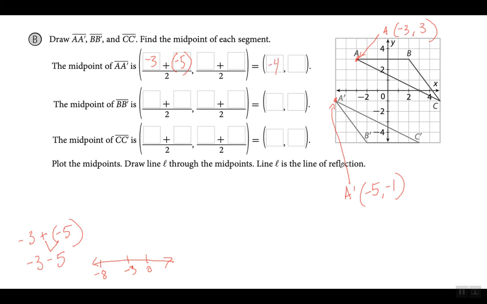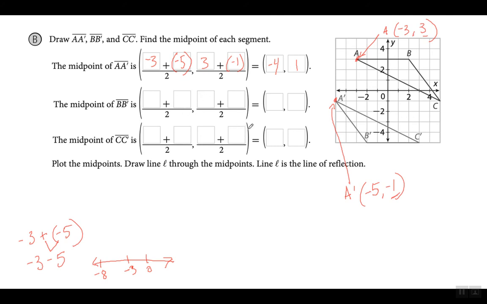Now let's do the same thing with the y coordinates. The y coordinates are +3 over here and -1 over here. So I've got to add +3 plus -1. The plus and the minus become a negative sign. So this is 3 minus 1. 3 minus 1 is 2, and 2 divided by 2 is 1. So there's my first answer.